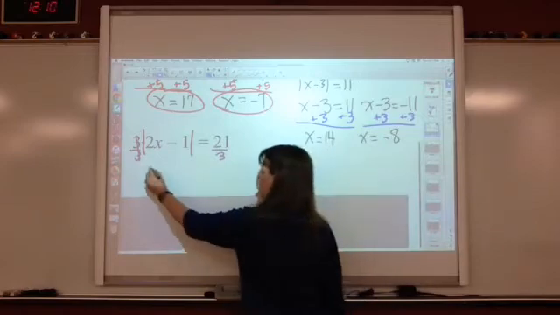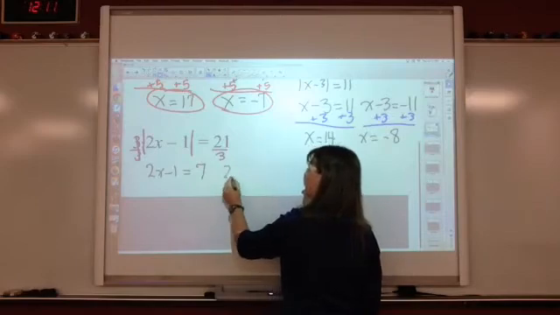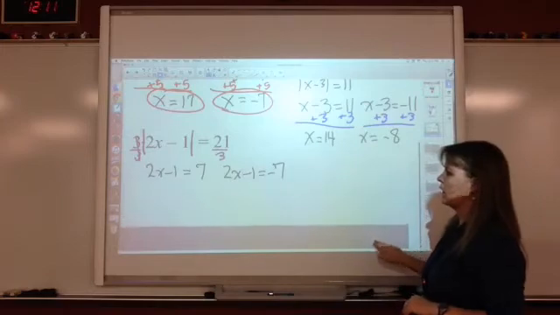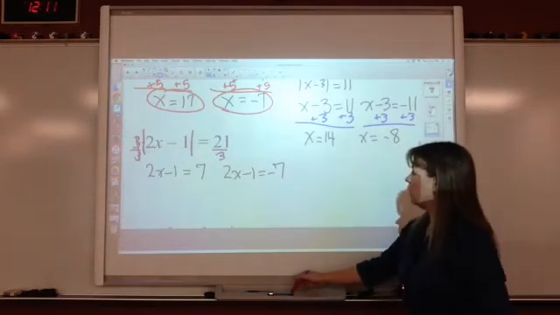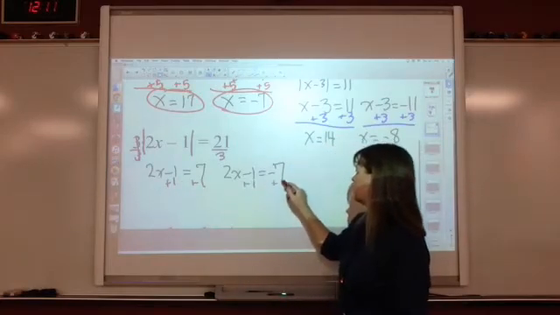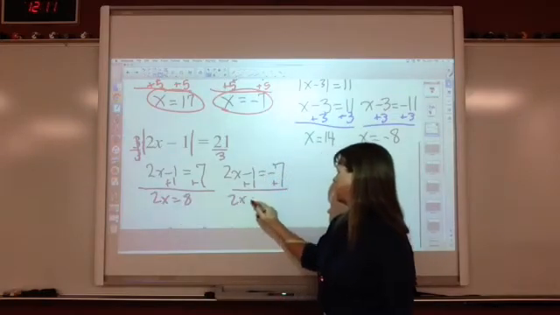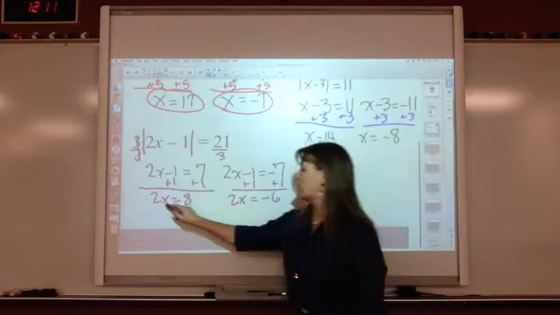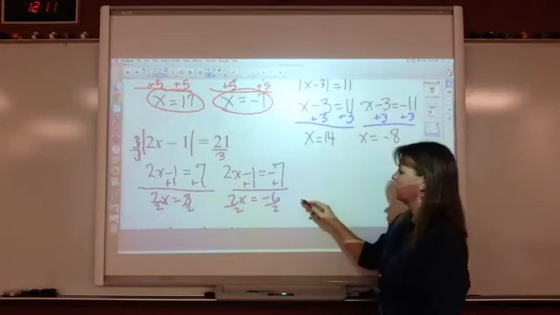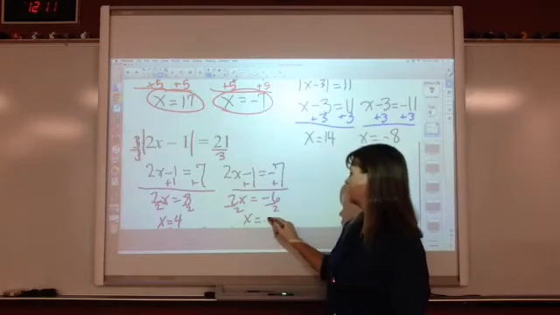Get rid of it. And now your 2 equations become 2x minus 1 equals 7, 21 divided by 3. Or does 2x minus 1 equal negative 7? Solve them both. This is a 2-step equation. So we add 1 to both sides all the way across. You get 2x equals 8 and 2x equals negative 6. Divide by 2 all the way across. And you can work one problem at a time if you want. Your 2 answers, x equals 4 and x equals negative 3.